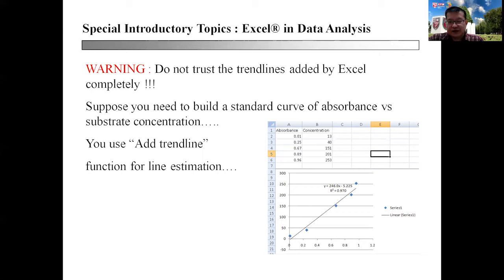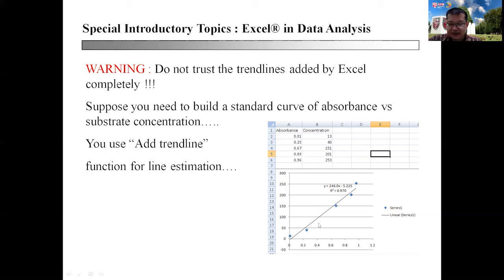Another warning though, even though Excel has the capability to construct trend lines, I'm reminding everyone not to use the trendline function added by Excel, because it follows an overtly simplistic approach on how to generate a straight line. So this would be something that is detrimental if you are trying to construct a standard curve of absorbance versus substrate concentration. This is especially true for those bio-based students or researchers who need to construct an absorbance curve in order to calculate substrate concentration.